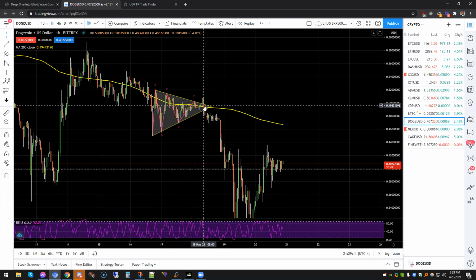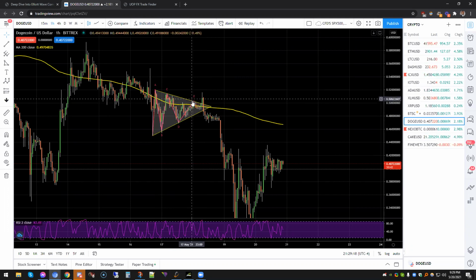All right, so this is our triangle on Dogecoin, and what you're getting here is that type of fake out that Kevin is talking about. Because typically we'd be looking to go short at E, which is wave 5, the end of wave 5. We'd be looking to go short here.